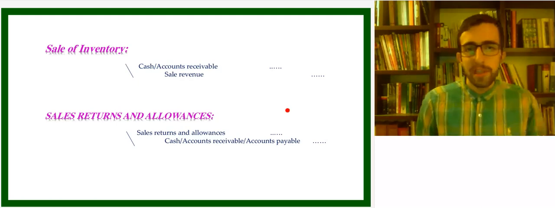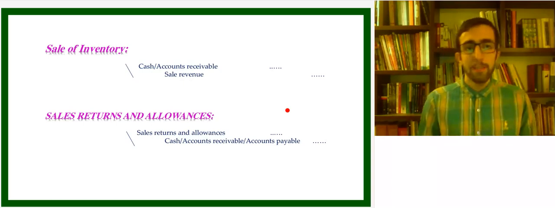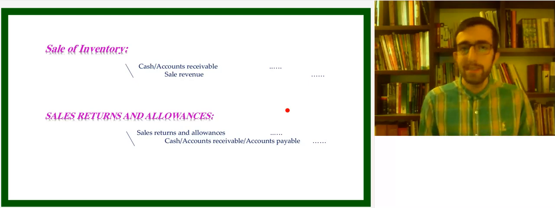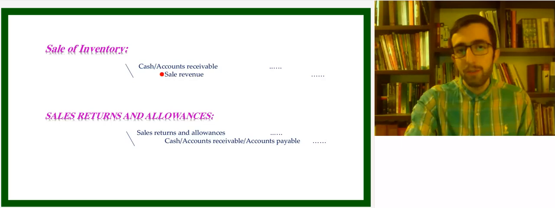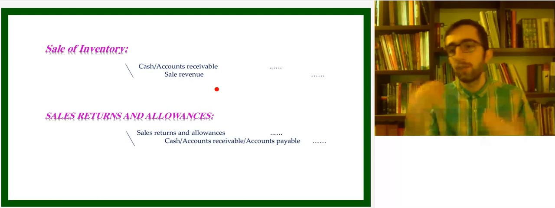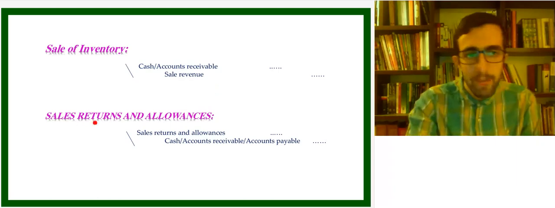But what about sale of inventory? If you remember, Daniel completely explained that in the perpetual system, we have two entries for the sale of inventory. But in the periodic system, we record only one entry. Here, as you can see, we receive cash, or we will receive it in the future, so we have accounts receivable, and we have sales revenue. We don't have any cost of goods sold. We don't have any inventory in the periodic system.